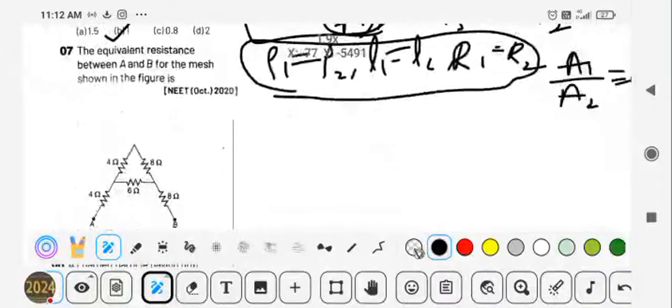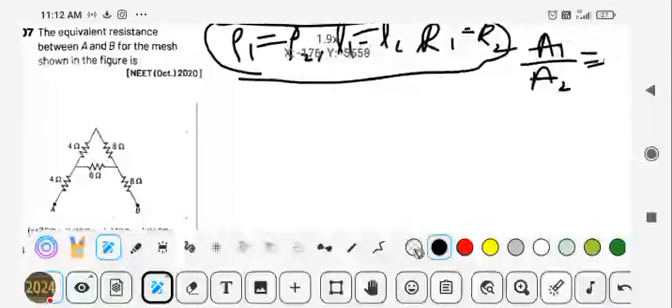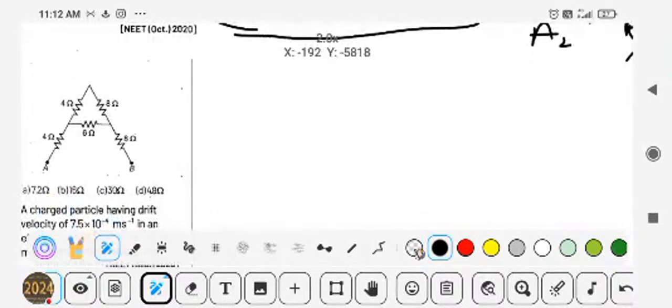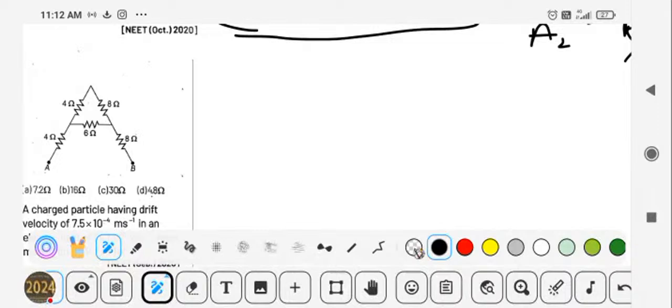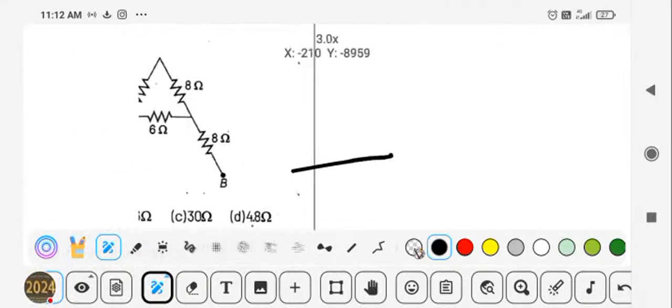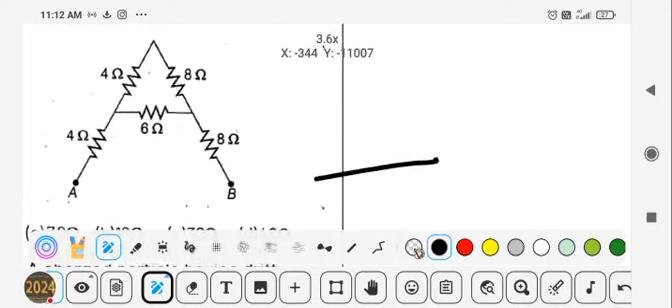Next. Seventh question. The equivalent resistance across AB for a mesh shown in the figure is. The parallel and series relations in the circuit are given. The effective resistance between A and B we have to find. So how to find this circuit? Terminal A, across A and B they are asking.